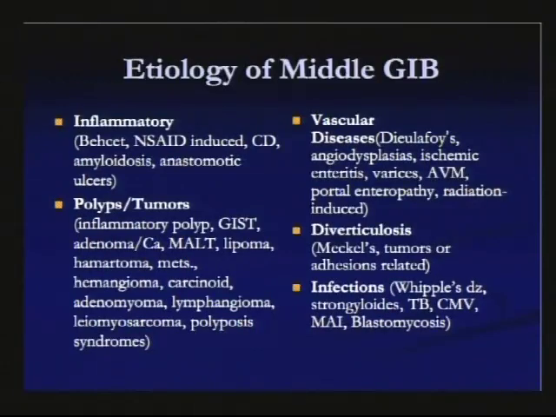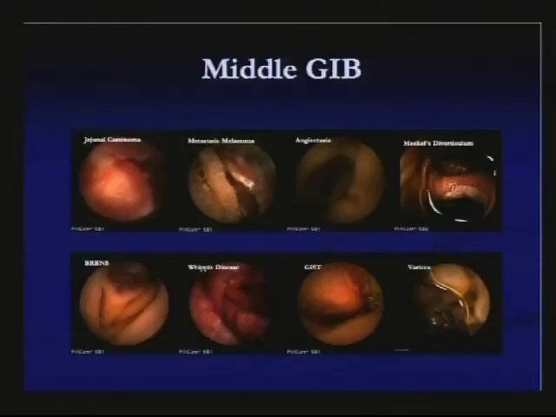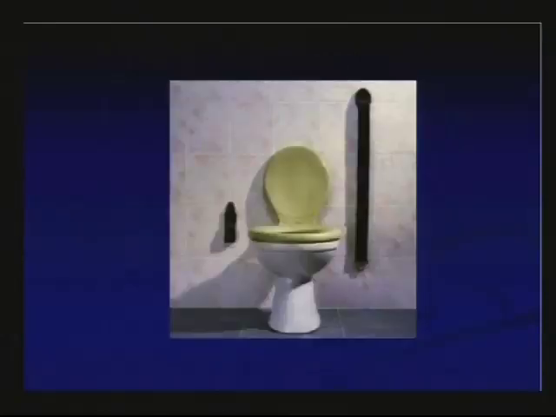Now, middle GI bleed is also within your handout, so you can go through it. I'll show you some images from a capsule atlas. So there's bleeding, active bleeding, and I showed you the clip in the beginning. NSAID enteropathy, small bowel lymphoma, Crohn's disease, and here you can see the actual graft from the aortoenteric fistula, radiation enteritis, suture ulcer, you can see the suture, carcinoid, these are a little bit elusive also, jejunal cancer, metastatic melanoma, angiectasias, Meckel's diverticulum, blue rubber bleb nevus syndrome, Whipple's disease, GIST, and varices. Any questions?